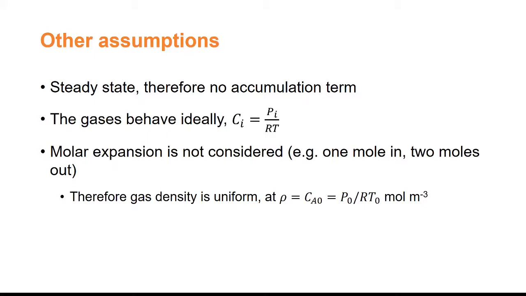Our reaction in this example is not equimolar, but we are going to assume equimolar to make life easy. So that means that the pressure in the reactor is constant, and therefore the density is also uniform. So the density will be equal to the inlet concentration of A, which is equal to P naught, the inlet pressure, divided by RT naught, which is the inlet temperature.